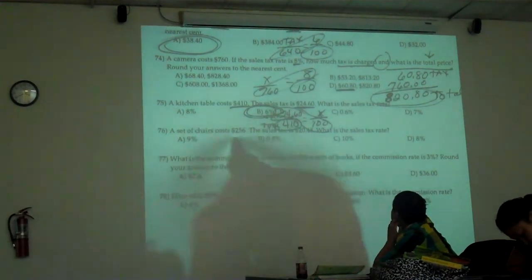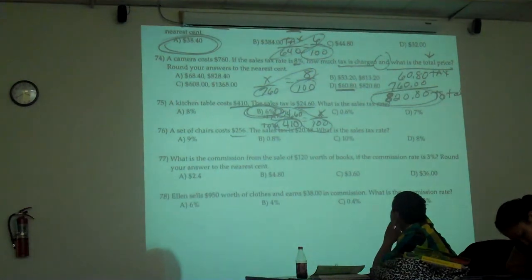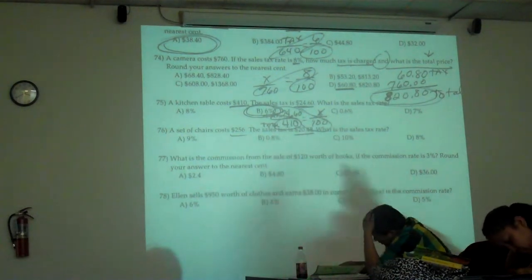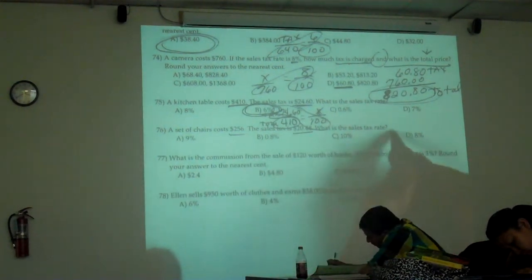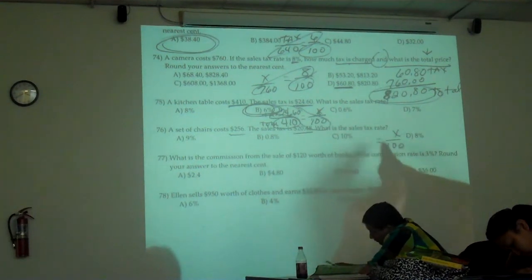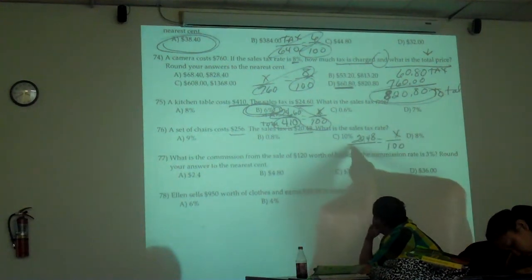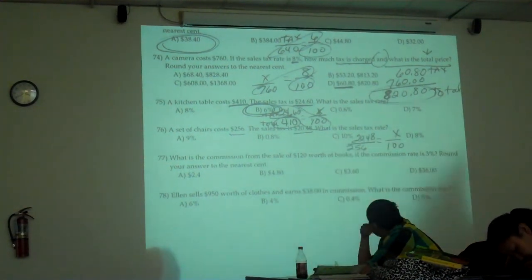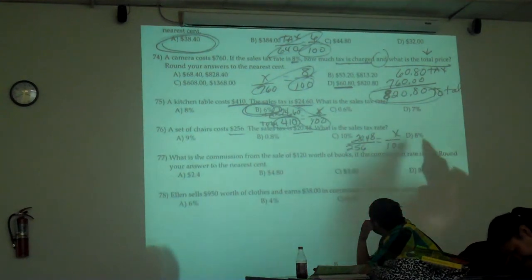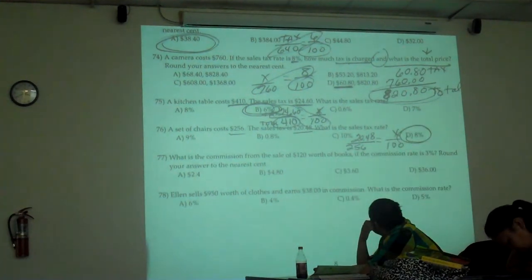Table and chairs cost $256. Tax is $20.48. What's the rate? Percent over 100. The tax is $20.48. This tax is what percent of the total, $256? 8% exact? 8%.